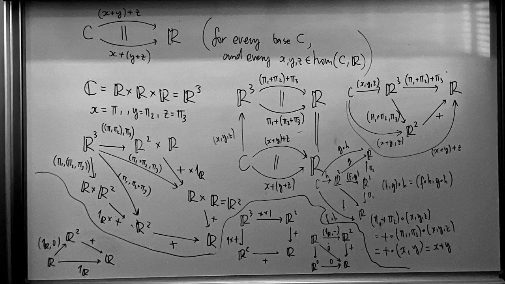Let's get convinced of that. Let's at least check that this triple composed with that is going to give me exactly this. So I go from C to R cubed by x, y, z. Then I take pi1 plus pi2 plus pi3.